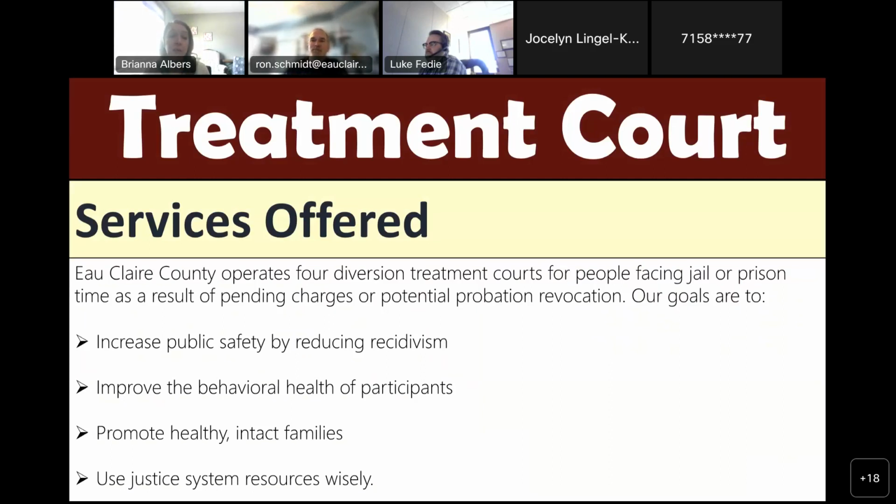Another goal is to improve behavioral health. That is by all of the treatment services that are provided through the entire program. Our program is a minimum of 1 year, average of 15 months, and they're provided treatment services throughout that time.